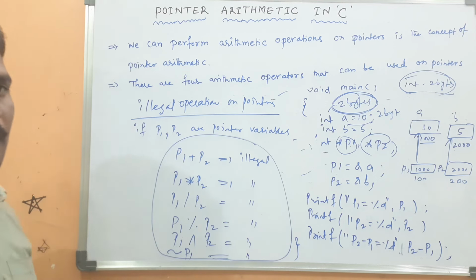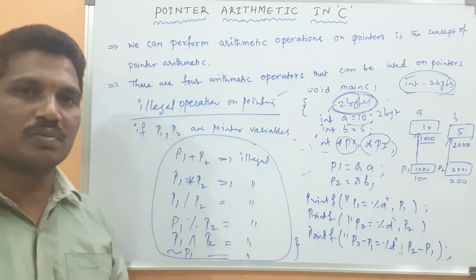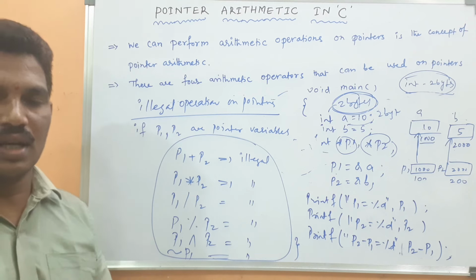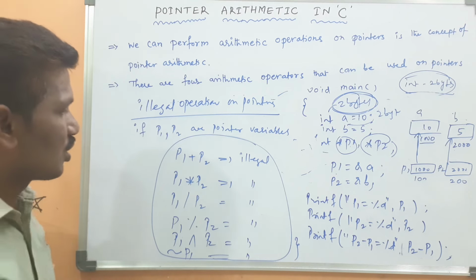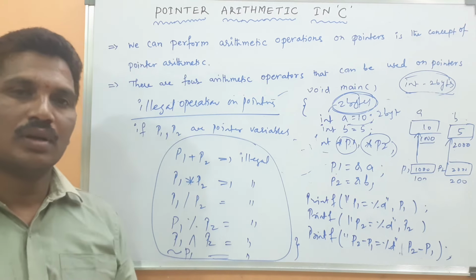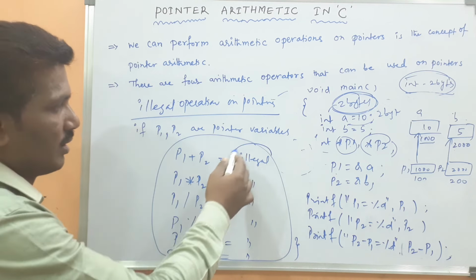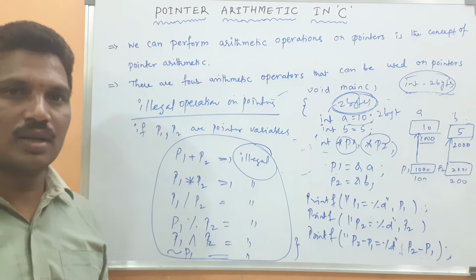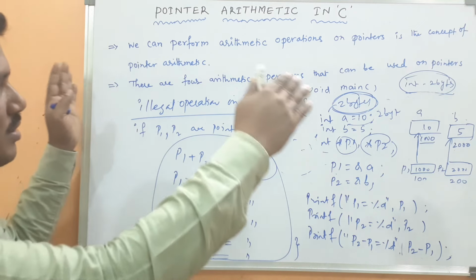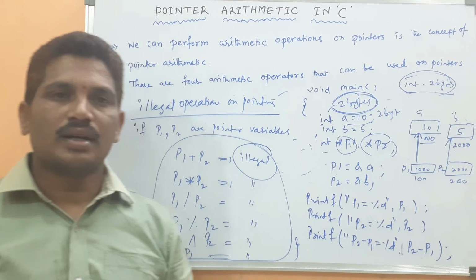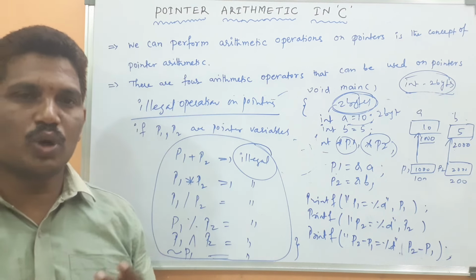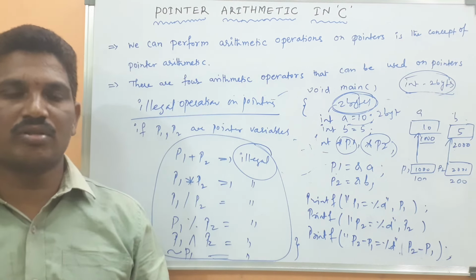Okay, these operations we can't perform on pointers. Please note it down. What are the operations we can't perform on pointers? It will be asked at the time of interview. If you perform them, then it shows an error, it is illegal. Illegal operations can't be performed on the pointer. This concept is called what? Pointer arithmetic.